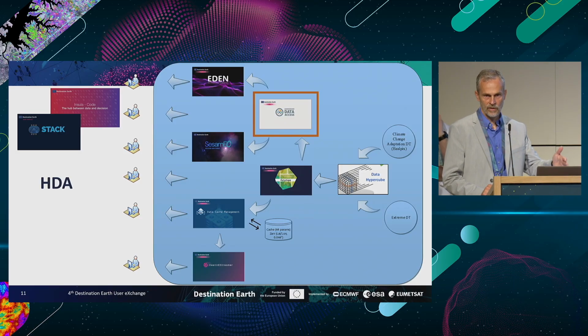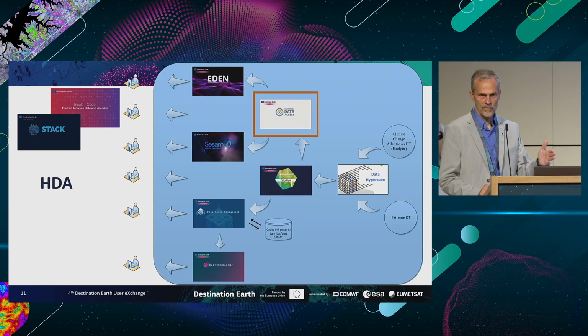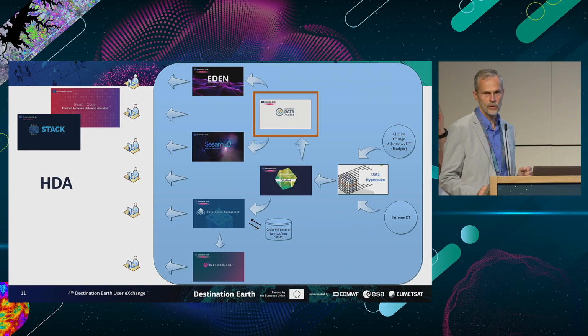So you have graphical user interfaces, you have APIs as well provided there, and then on Polytope or on Harmonized Data Access, you have an API, and you can use it in combination, for example, with EarthKit. And you can see here from the flows of arrows how everything has been used. So it's all starting with the Hypercube, which is receiving the data from the climate adaptation digital twin in HEALPix, and the ExtremeDT. So it's been stored in the Hypercube, and the only way to get this out is through Polytope.